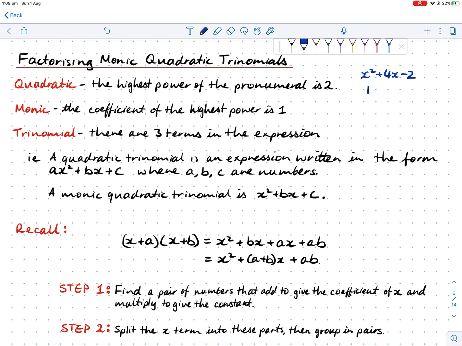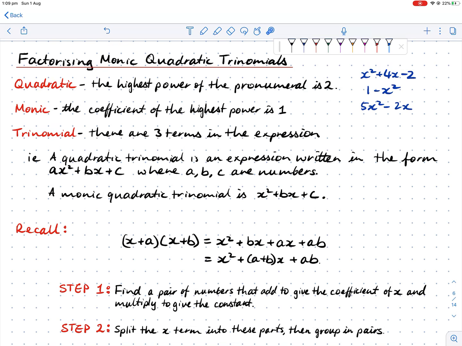Something like 1 minus x squared, you could also consider to be a quadratic. You could have 5x squared minus 2x. That would also be a quadratic, because when you look at your x, the highest power for each of them is 2. The other word that we look at is this idea of a monic.